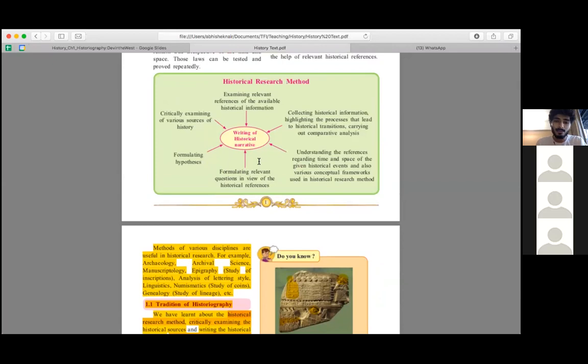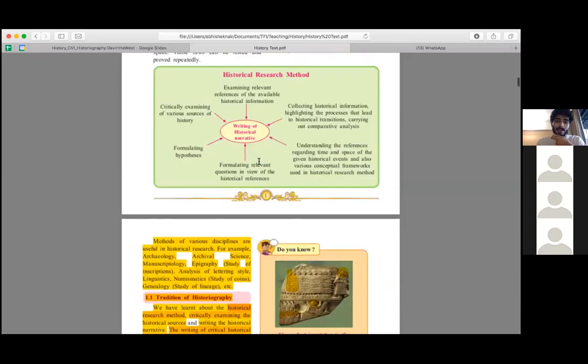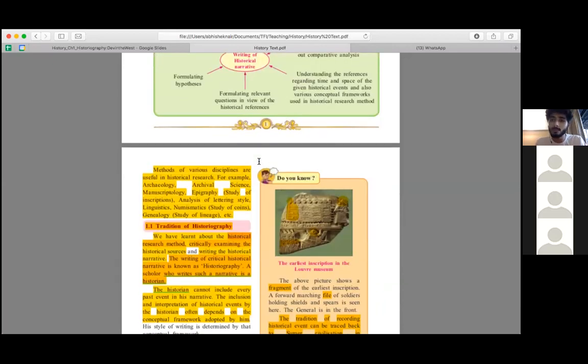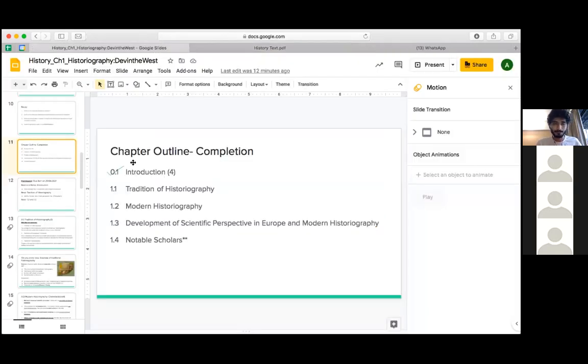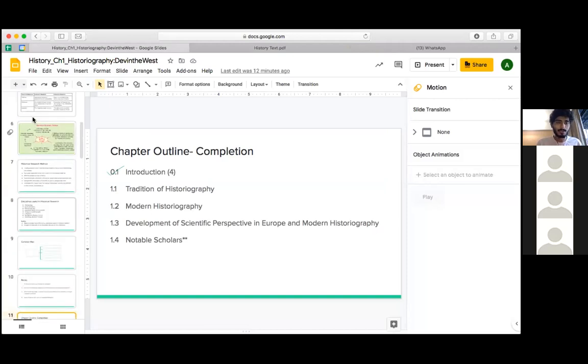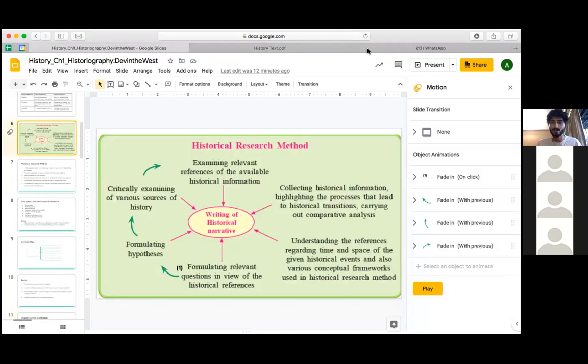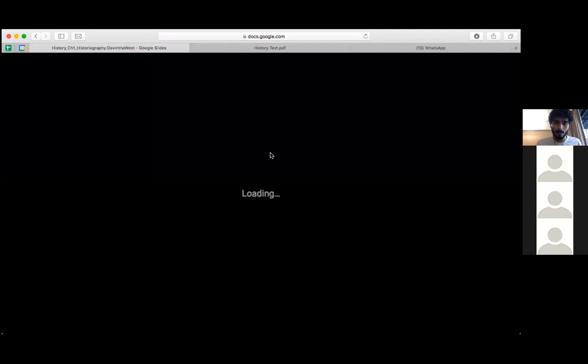The reason I asked you to revise it is because of the three things that we are going to study today, especially this, is quite important. So you need to know this, right? The historical research method, you need to understand that well to connect to what we are studying today. So I'll just go through the historical research method quickly so that you have an understanding even if you haven't revised.